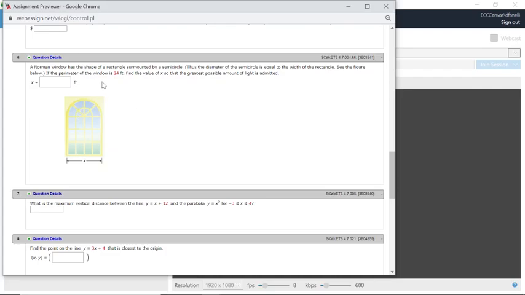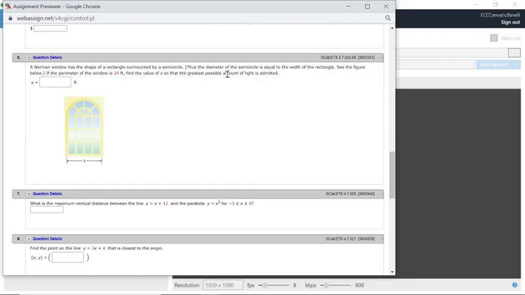They give you the perimeter of the window, that is all the way around. Okay, it does not include these extra bars in here like this. The perimeter is this length, this length, this length, which is a semicircle, and this length. That total perimeter is 24 feet. There's a restriction. Find the value of x, where x is this length down here, so that the greatest possible amount of light is admitted.